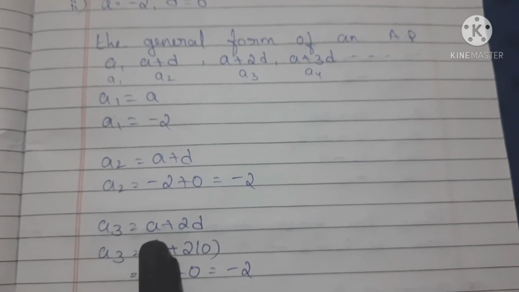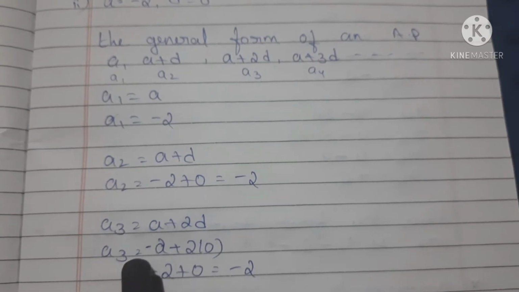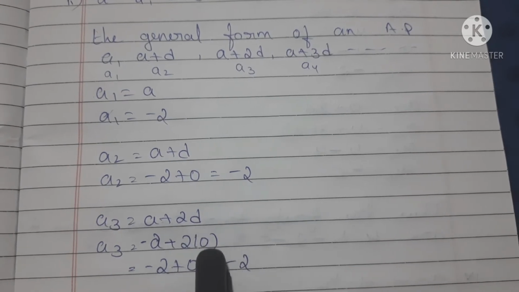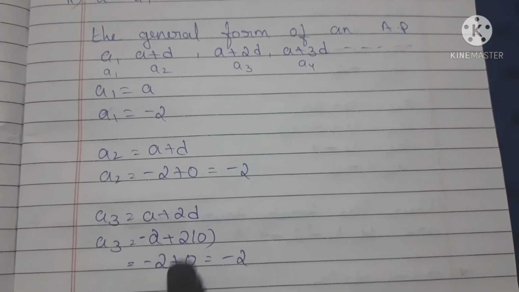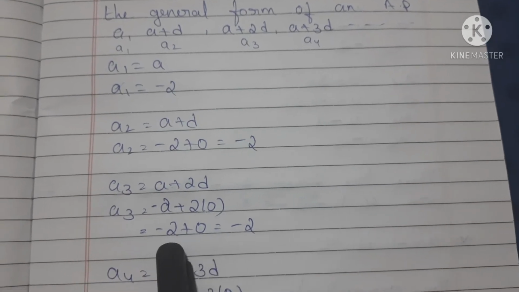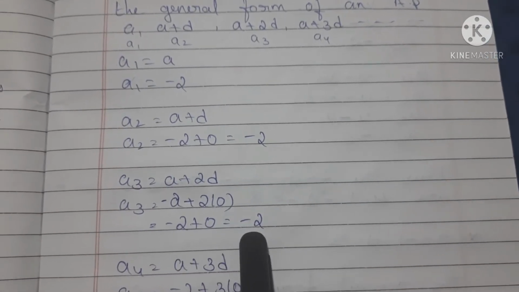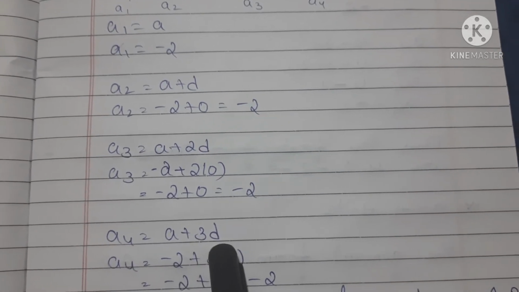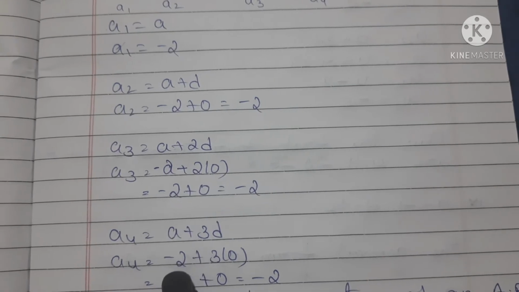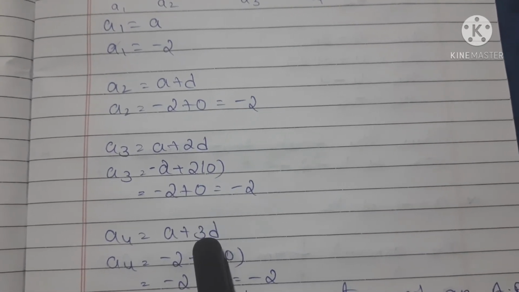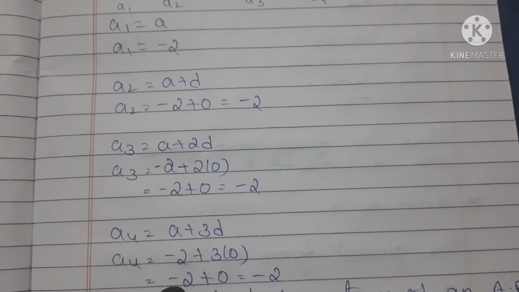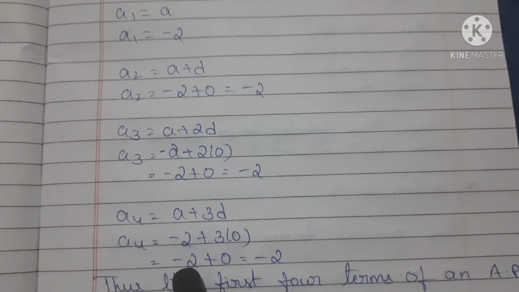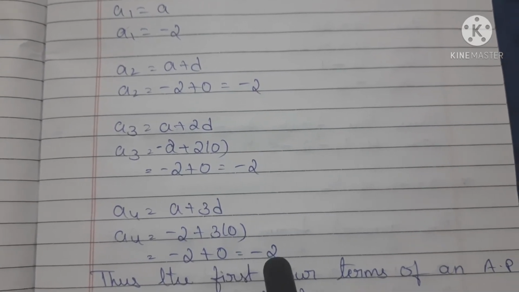Now A3 is equal to A plus 2D. A3 is equal to A value minus 2 plus 2 into D value 0. Minus 2 plus 2 zeros are 0. Minus 2 plus 0 is equal to minus 2. Now A4 is equal to A plus 3D. A4 is equal to A value minus 2 plus 3 into D value 0. Minus 2 plus 3 zeros are 0. Minus 2 plus 0 is minus 2.